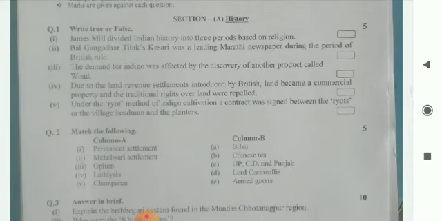The first question is from Section A, that is History. True or false. Five questions are there in true and false. You have to answer properly. For example, James Mill divided Indian history into three periods based on religion, true or false? You have to give the answer. In this way, solve all the true and false questions appropriately and correctly.